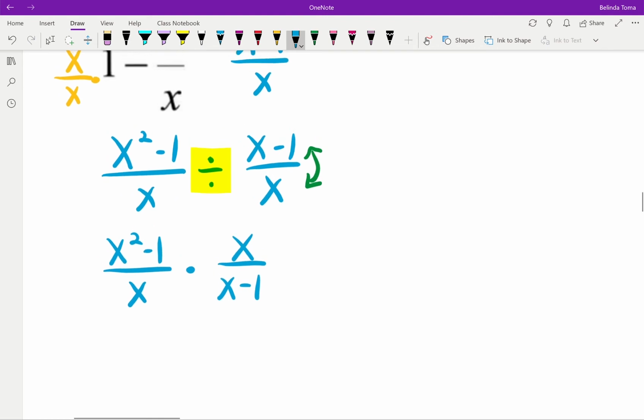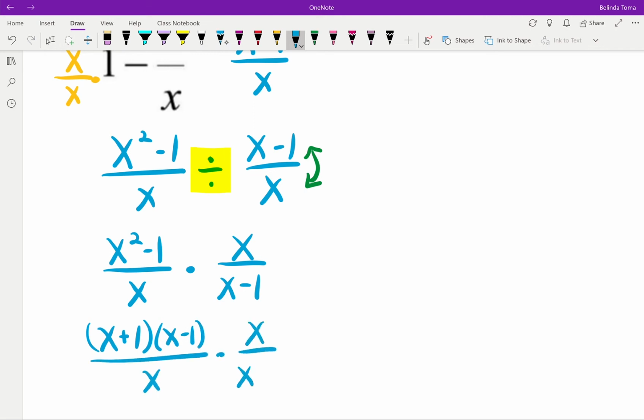Well, we can see that x squared minus 1 can be factored to x plus 1 times the quantity of x minus 1. So in this part of the problem, we're using the same methods that we did when we were simplifying with multiplying and dividing rational expressions. So we're looking for common factors. x minus 1 can cancel, and the common factor of x can cancel, and we're left with our answer of x plus 1.